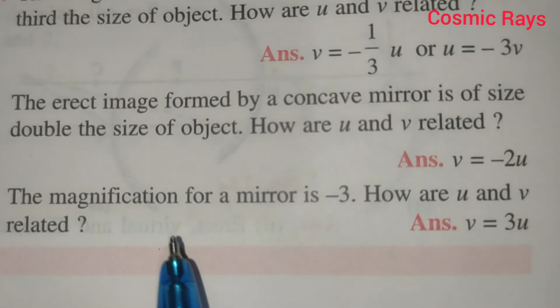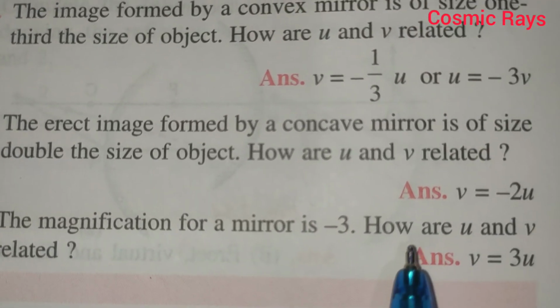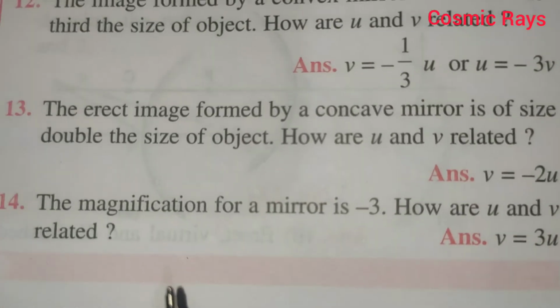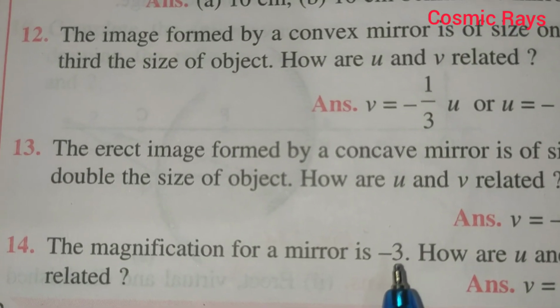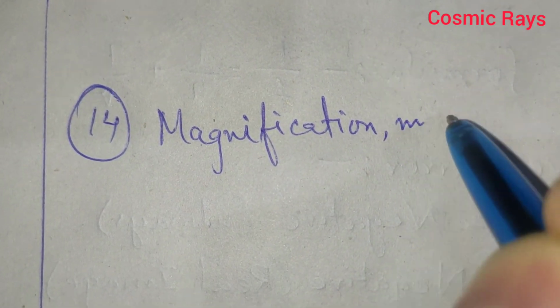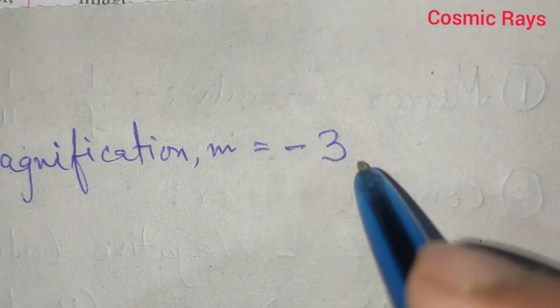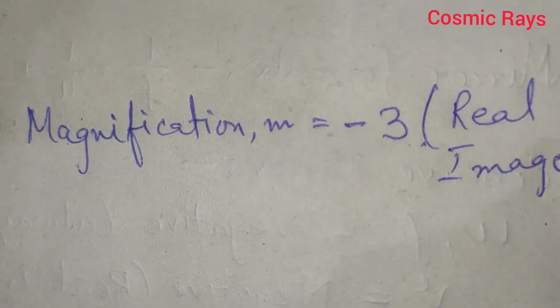It says the magnification for a mirror is minus 3, and how are u and v related? The moment you see minus here with the magnification, we know that this is a real image. So we simply write here, this is question number 14. Magnification m is equal to minus 3. So this means it is a real image.